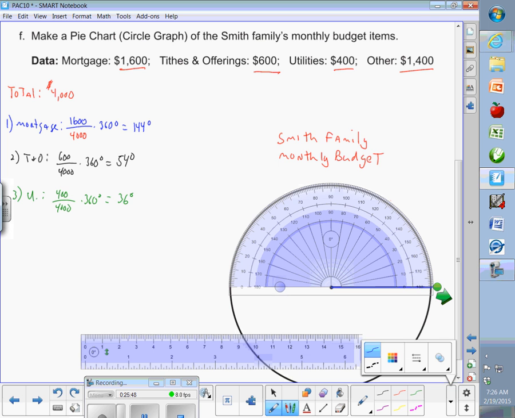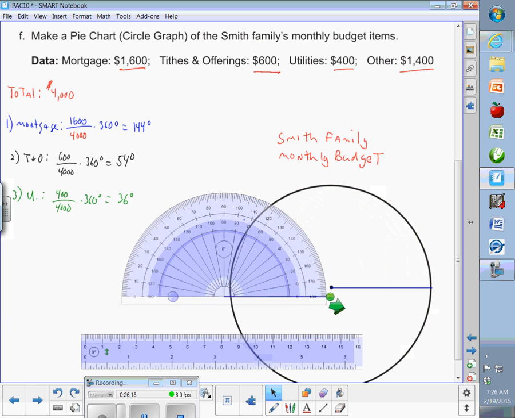Okay, and I need 144 degrees, so start at 0. I'm reading this inside scale right here, because I have to start at 0 where my line is. There's two scales, so don't let that confuse you. I'm starting at 0, and I'm going to follow it around until I get to 144. Now I have to mark outside, so I'm just going to put a mark at 144. It's right there. Okay, 144 degrees.